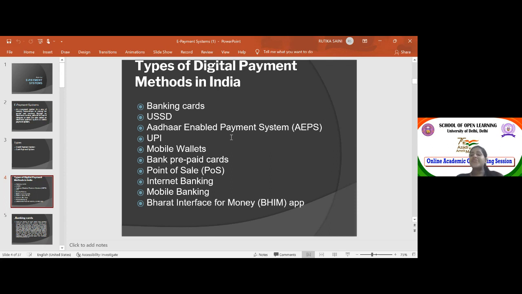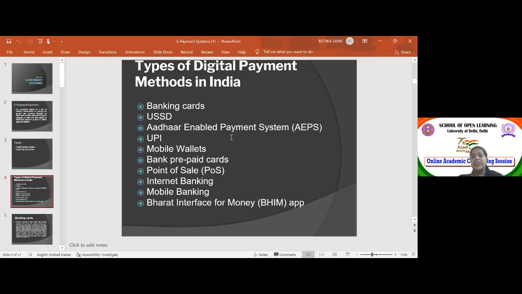We have point of sales. Point of sales systems are installed in the shops where they have a device. You need to swipe your card and then the money is being deducted. So it is also a kind of e-payment system where you need to enter your PIN.